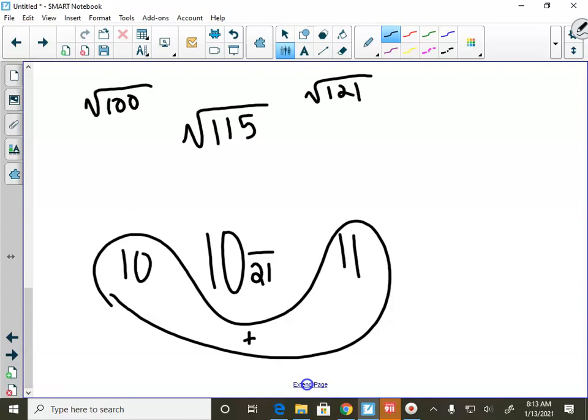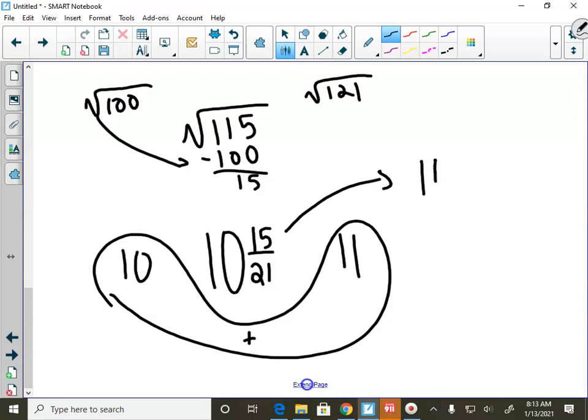And then you're going to take this perfect square and subtract it. Leaves you with 15. Okay, now, again, if you're in my class, you know I don't like to leave it like that, because that can be reduced, right? 3 can go into both of those numbers. So we like for this to become 10 and 5/7.